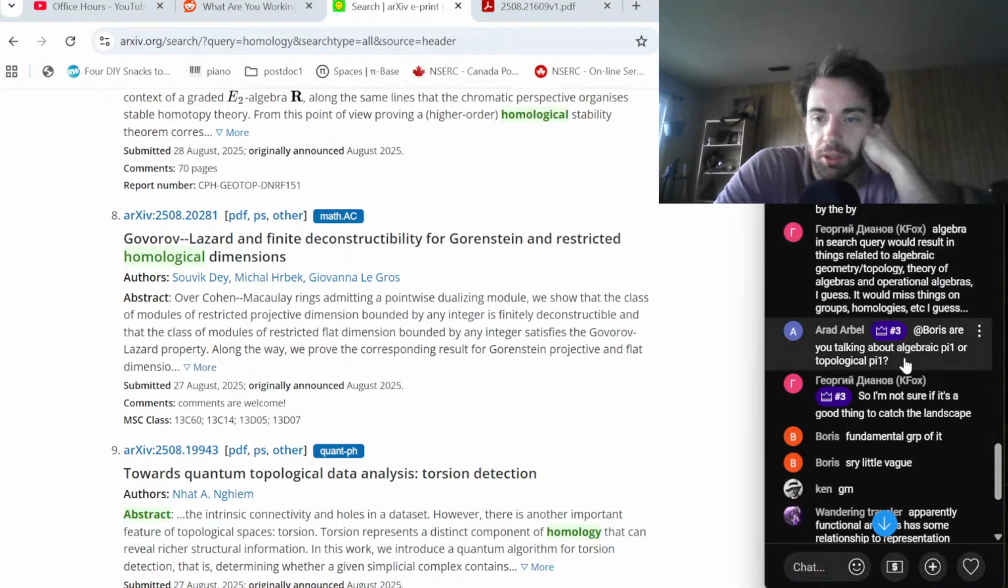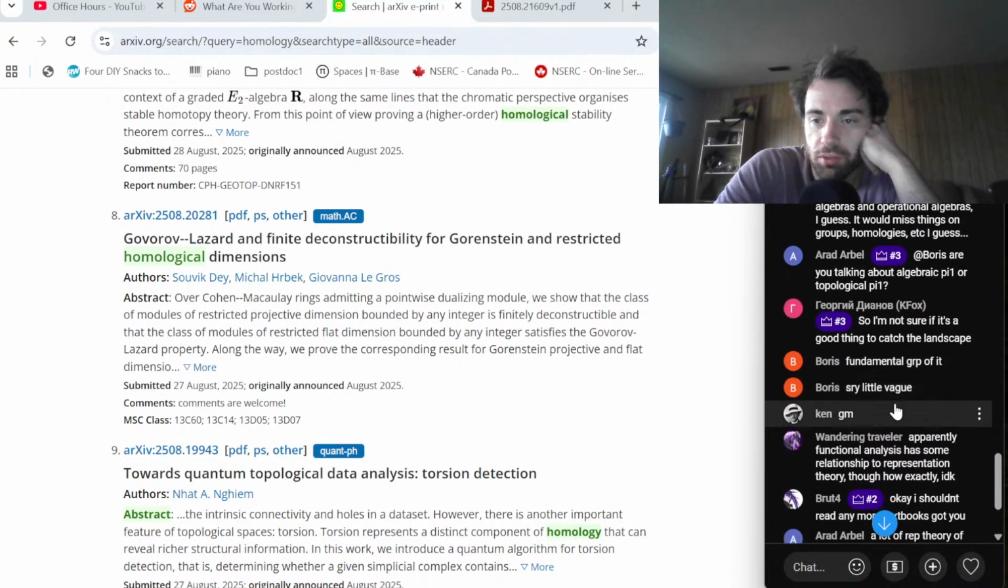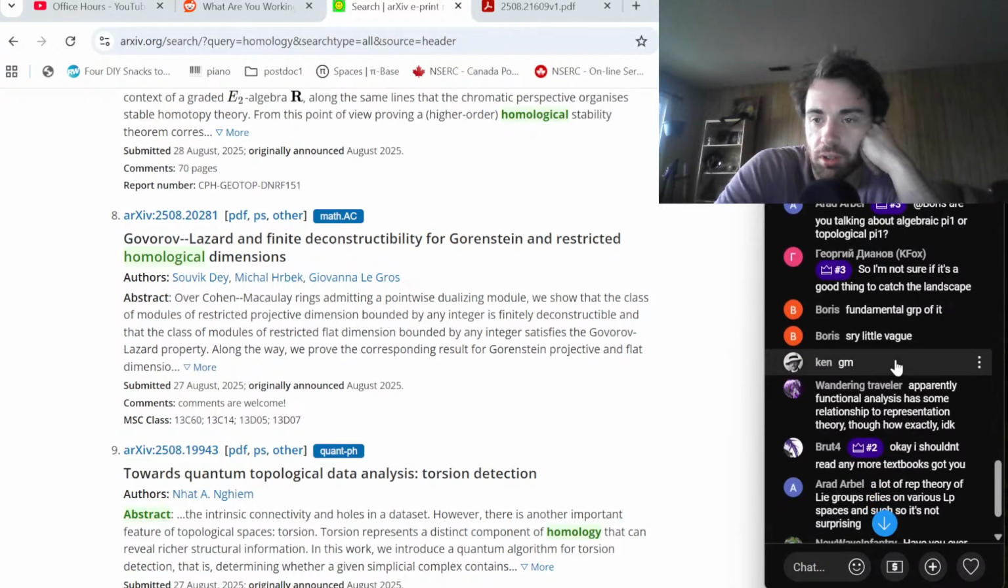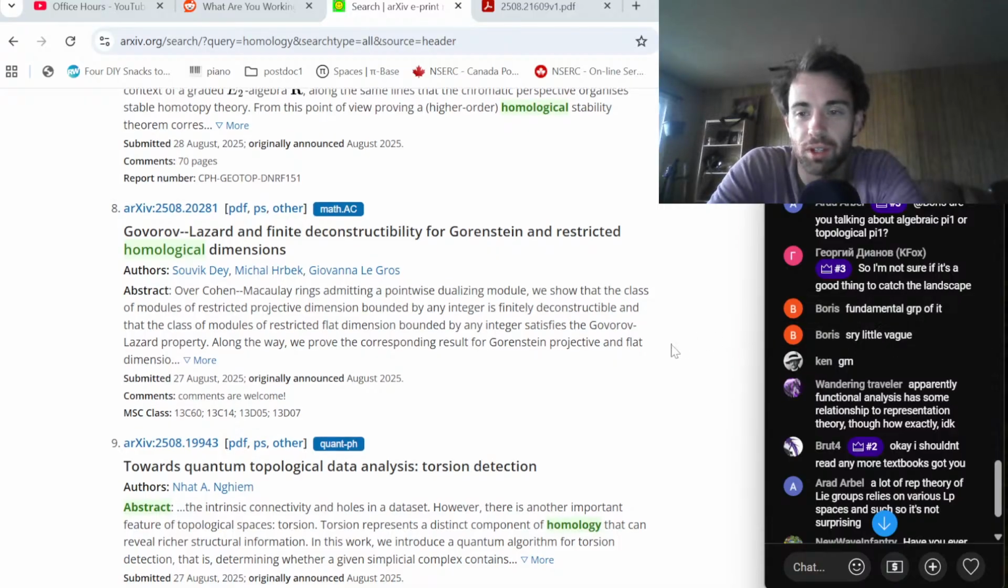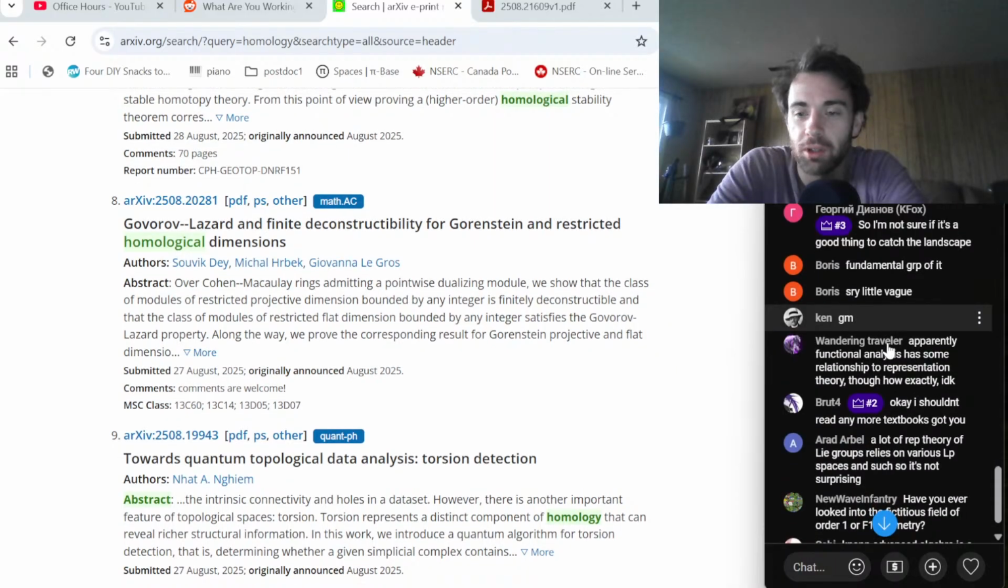Boris, are you talking about algebraic pi 1 or topological? Yeah, that was my question. Well, yeah, like I said, focus on the things that. Yeah, Boris, I'm still confused. You said that doesn't really answer the question. Fundamental group. So do you mean the étale fundamental group, defined in terms of covering spaces of algebraic varieties? Or are you talking about the fundamental group defined in terms of loops in a topological space?